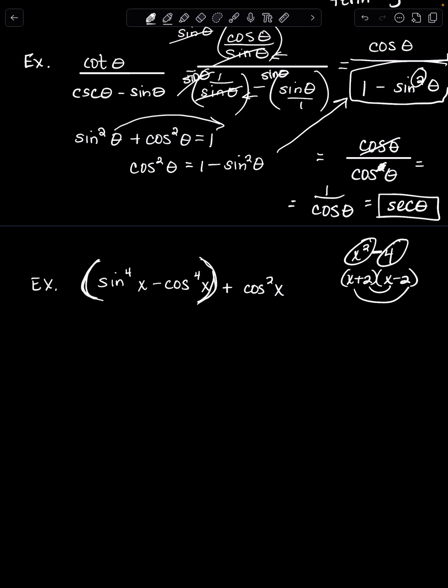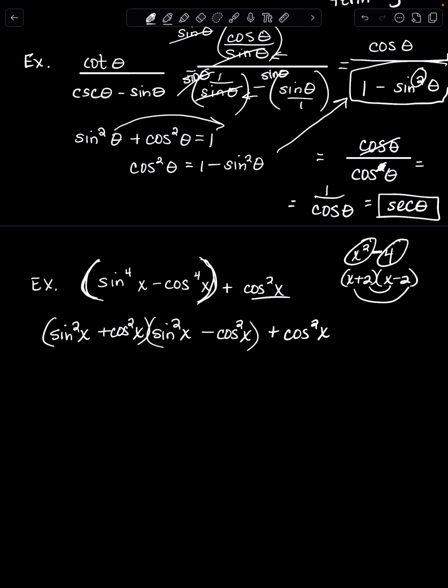So I can factor this. I'm going to factor this just like I did x squared minus 4. This is going to be sine squared of x plus cosine squared of x times sine squared of x minus cosine squared of x. All right, that's just factoring the difference of perfect squares. So that's what I end up with. And then I still had that last term, which is cosine squared of x.